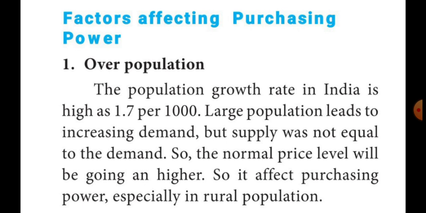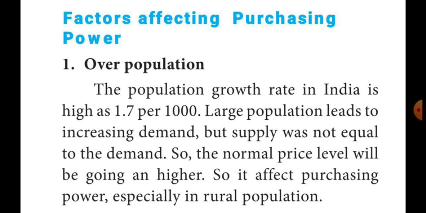Listen very carefully, students. Mainly 6 factors are affecting purchasing power: overpopulation, increasing prices of essential goods, demand for goods, price of goods affecting the value of currency, production and supply of goods, poverty and inequality. Now I am going to explain one by one. The first one is overpopulation.